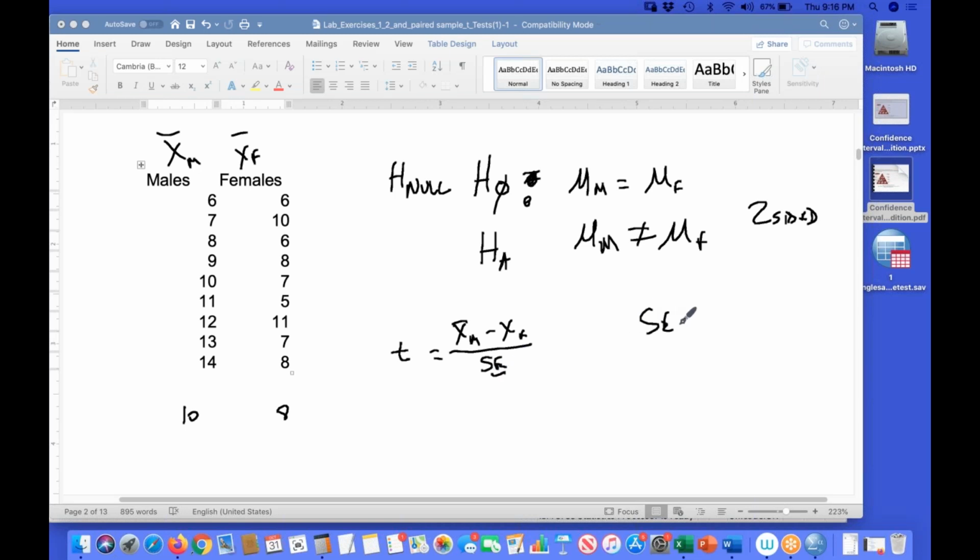Standard error, I've got to calculate the standard error. It's equal to, well, I don't know sigma, so it's going to be equal to the standard deviation over the square root of the sample size. Okay, so what's the standard deviation? I've got two groups here. Which one do I use for the standard deviation?